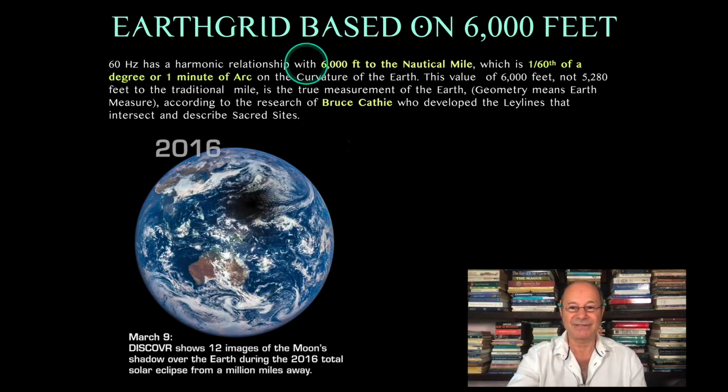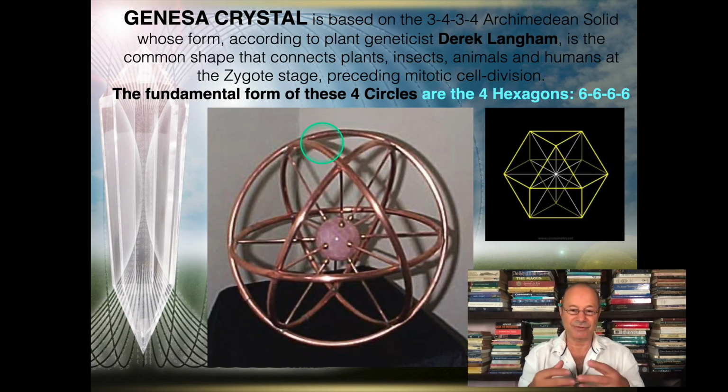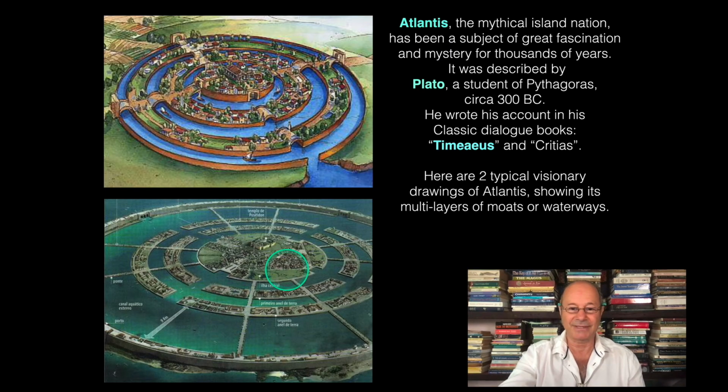And then we have 6,000 feet, which is the number of feet in a nautical mile. So you can see that the sacred geometry of crystal is all based on 6, 60, 600, 6,000. And so it all essentially comes back to the hexagon, the crystal, the 4 circles that you see here of the Archimedean solid. This is the blueprint of form. So these 4 circles are the 4 hexagons.